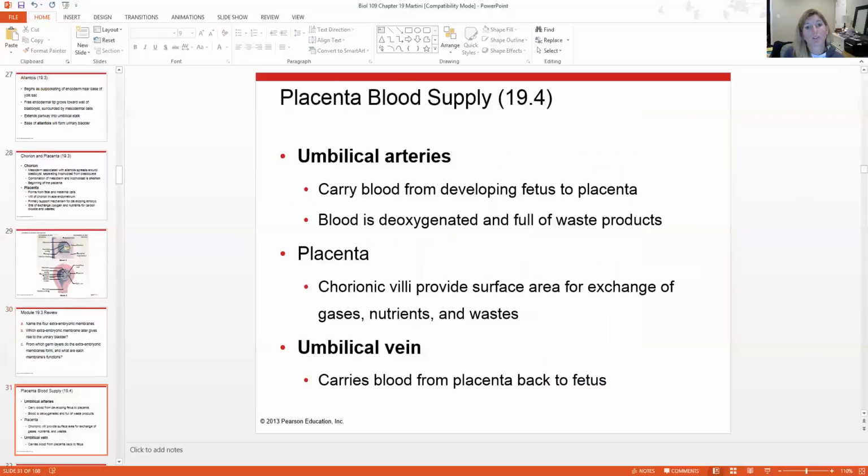Let's talk about the placental blood supply. There are umbilical arteries which carry the blood from the developing fetus to the placenta. Arteries away. They're carrying it away from the fetus to the placenta. The blood is deoxygenated, full of waste products. The placenta has the chorionic villi to provide surface area for gas exchange of nutrients and waste. The umbilical vein is carrying blood from the placenta back to the fetus.